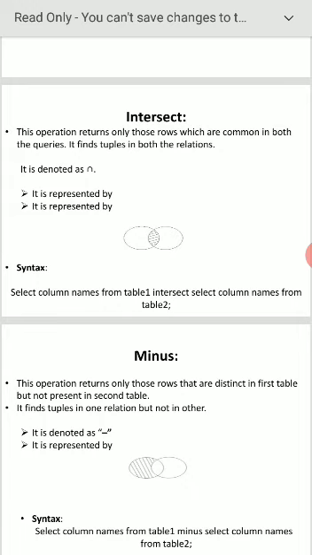These are all operations that can be performed on relations or tables or sets using binary relational operators.